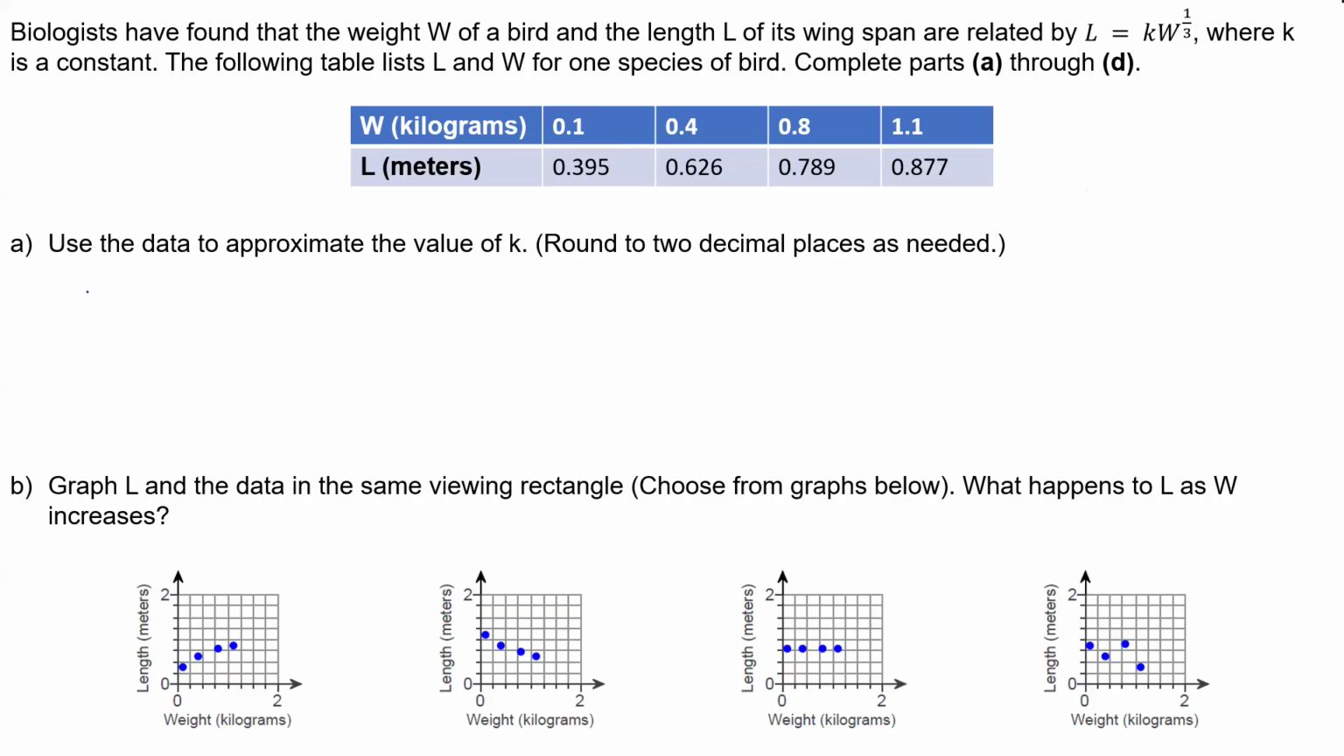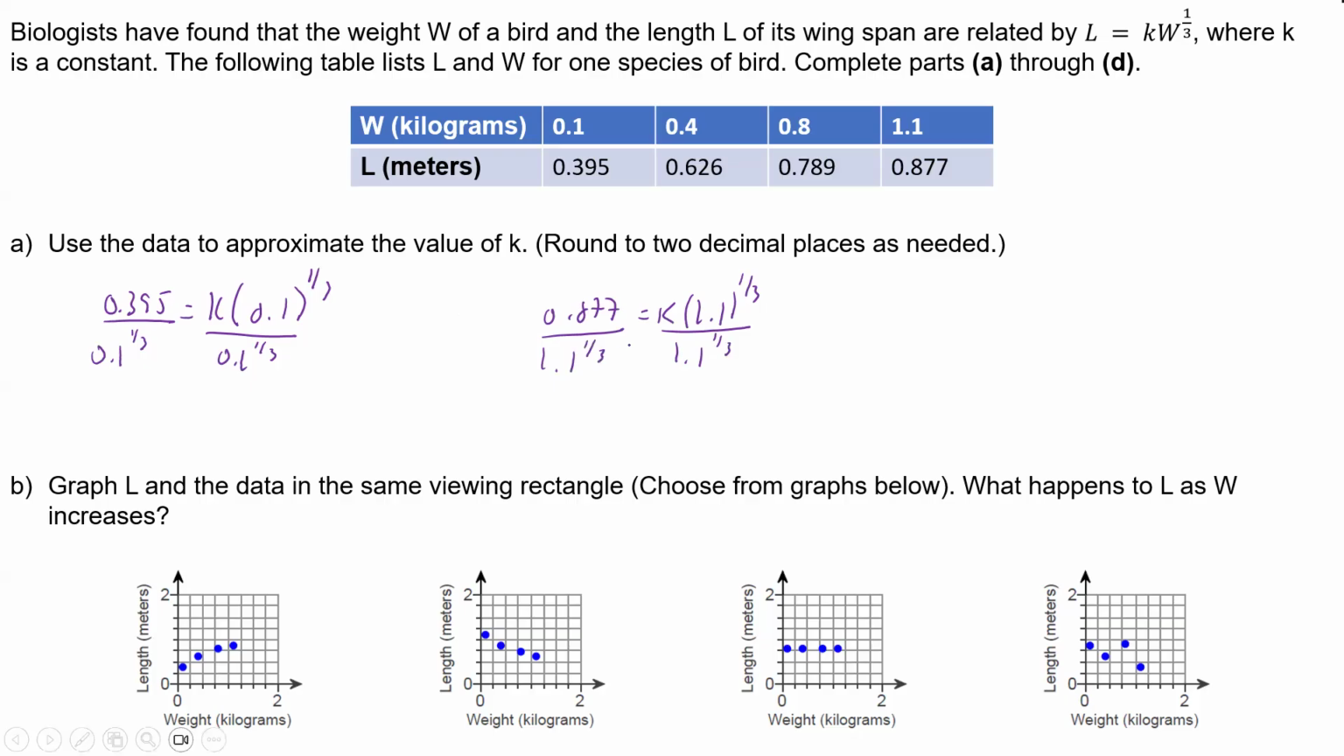So let's do two versions this time. So we have L, so that's going to be 0.395 equals K times 0.1 to the one-third. So we divide by 0.1 to the one-third on both sides. And let's also do the other end: 0.877 is equal to K times 1.1 to the one-third. So we're going to divide by 1.1 to the one-third on both sides. Okay, so we have that now.